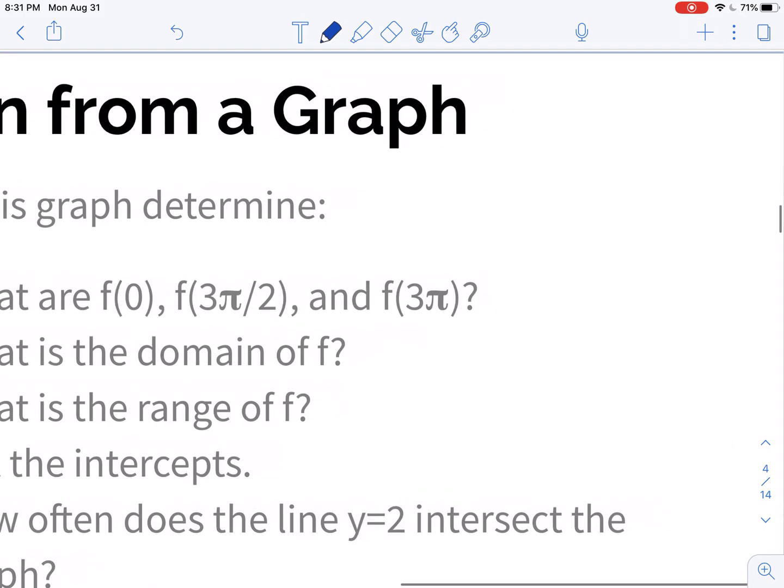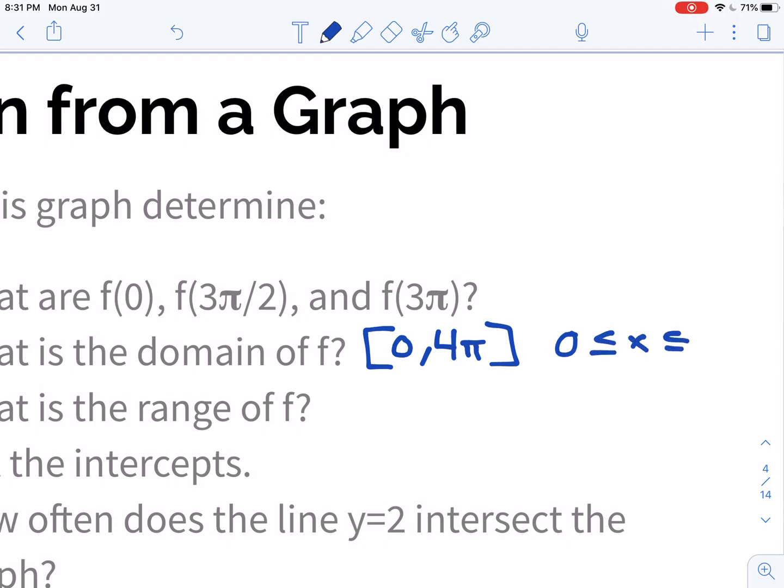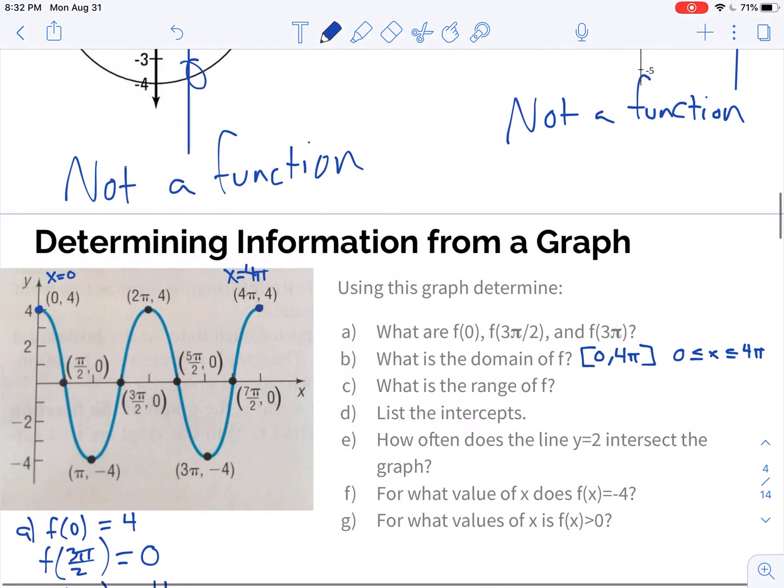There are a few different ways I can write this. The most straightforward way is saying 0 to 4 pi and putting it in brackets because you have solid endpoints. I could also write 0 is less than or equal to x, which is less than or equal to 4 pi. I could also write out a sentence: the domain of my function is between 0 and 4 pi. All of those are acceptable.